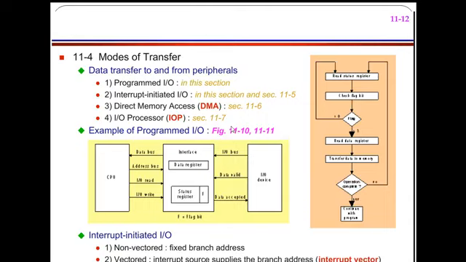Let us go with interrupt initiated IOs. After discussing this, let me take one small example so that you can understand very well what you mean by programmed IO and interrupt initiated IO. In interrupt initiated IO, you have non-vectored and vectored types of interrupts. What do you mean by non-vectored? Non-vectored means a fixed branch address is there. In vectored, the interrupt source supplies the branch address.